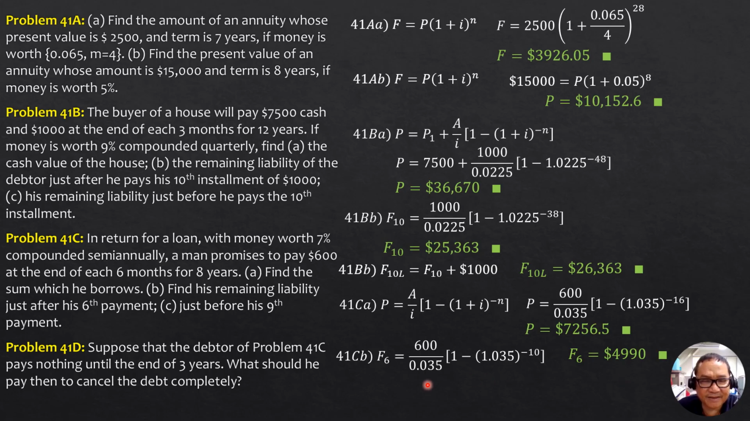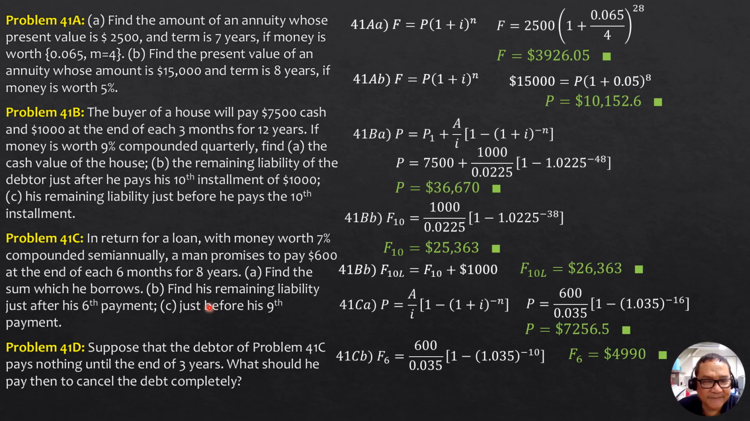Then 41C, just before his 9th payment, so it is F9 left. So it is equal to the value of the 9th value of the 10th up to 16th. So 16 minus 10 is 6, plus 1, 7. There are 7 equal payments.